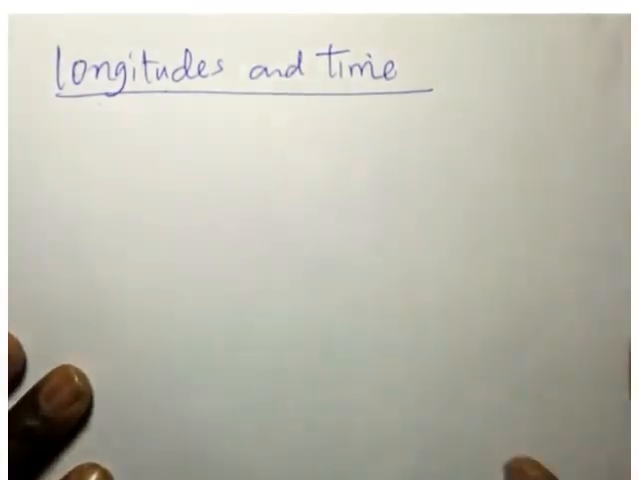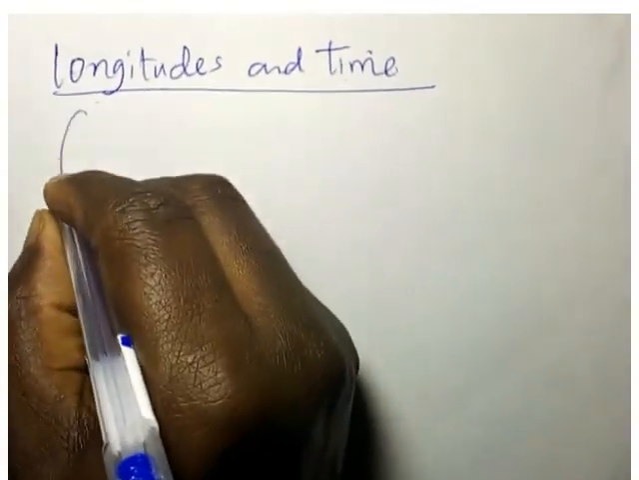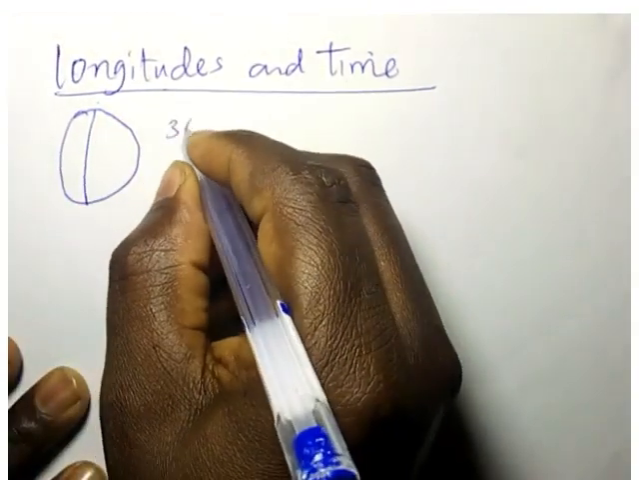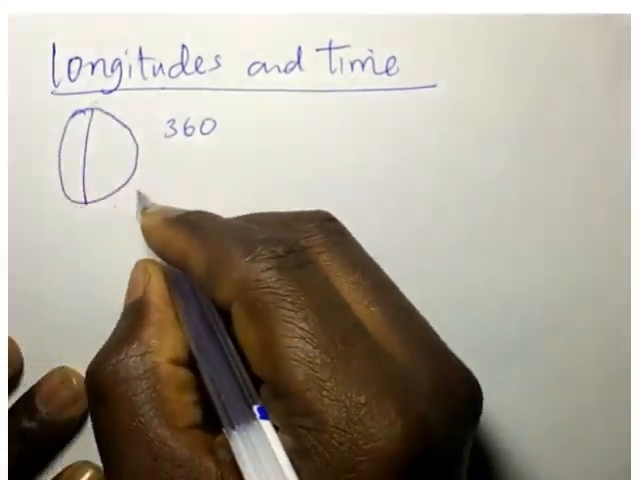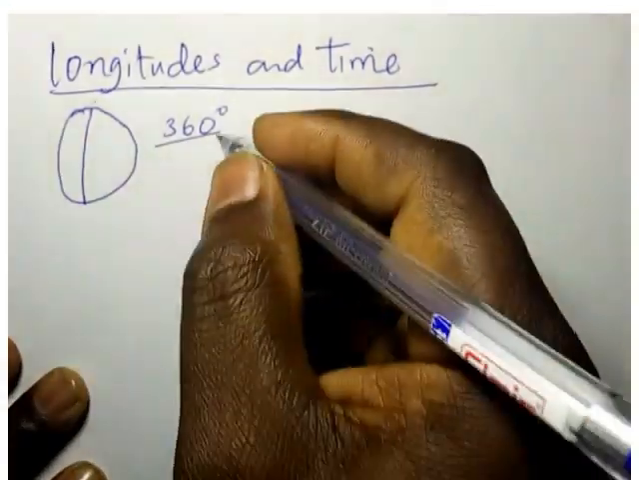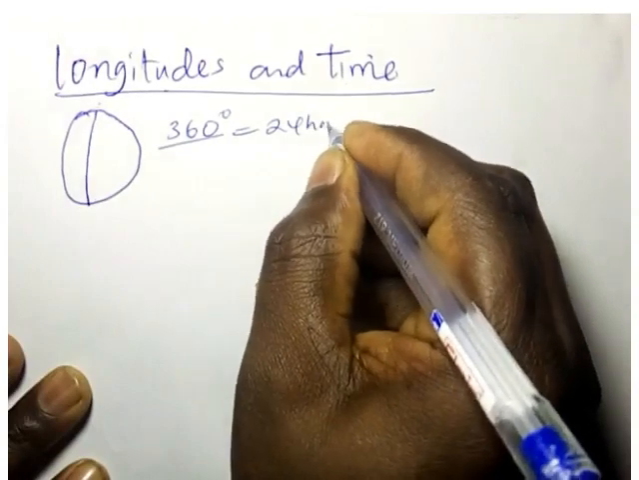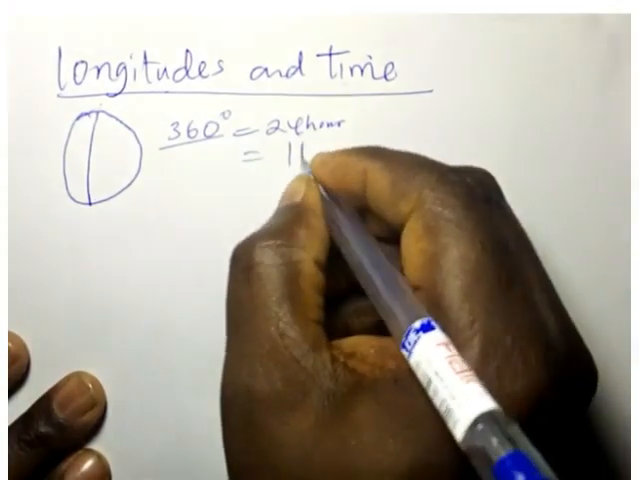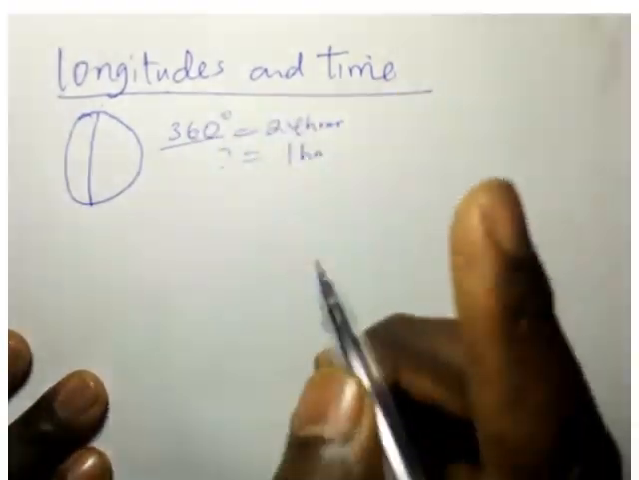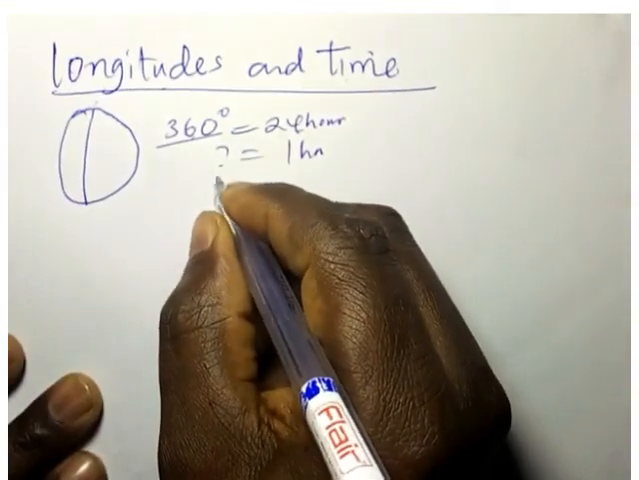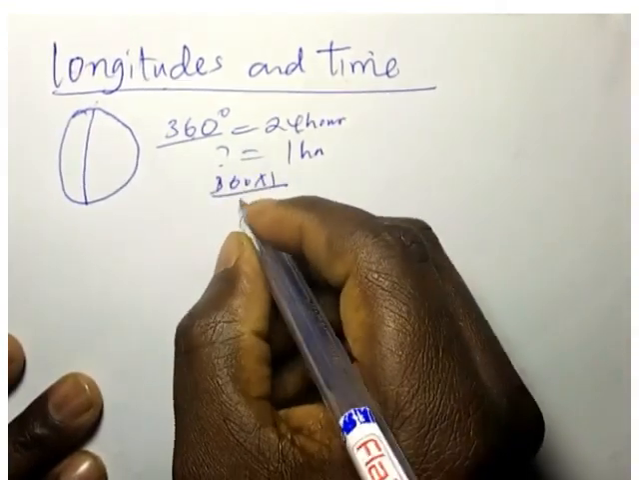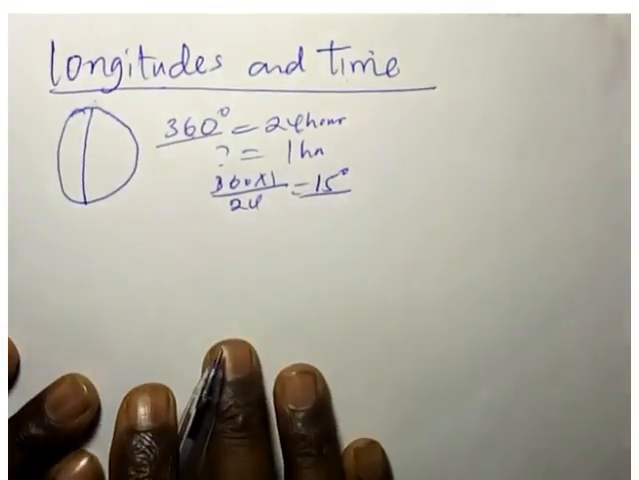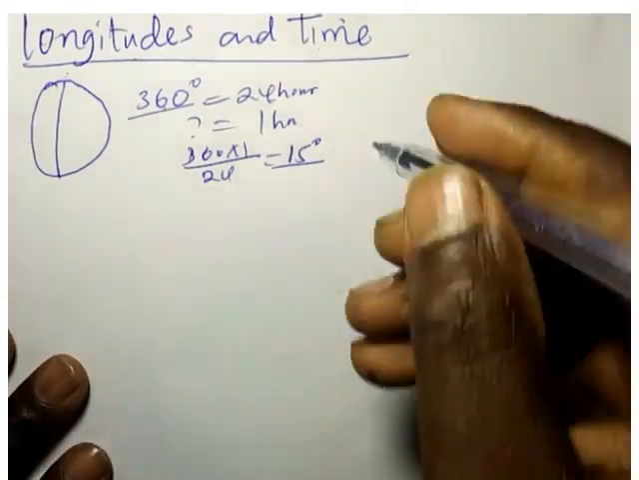Longitudes and time. The Earth rotates on its axis at an angle of 360. One revolution, when it turns once, covers 360 degrees, and this takes 24 hours, a day. So let us find what the angle will be in 1 hour. That will be 360 times 1 divided by 24. So it means in 1 hour the Earth rotates 15 degrees.